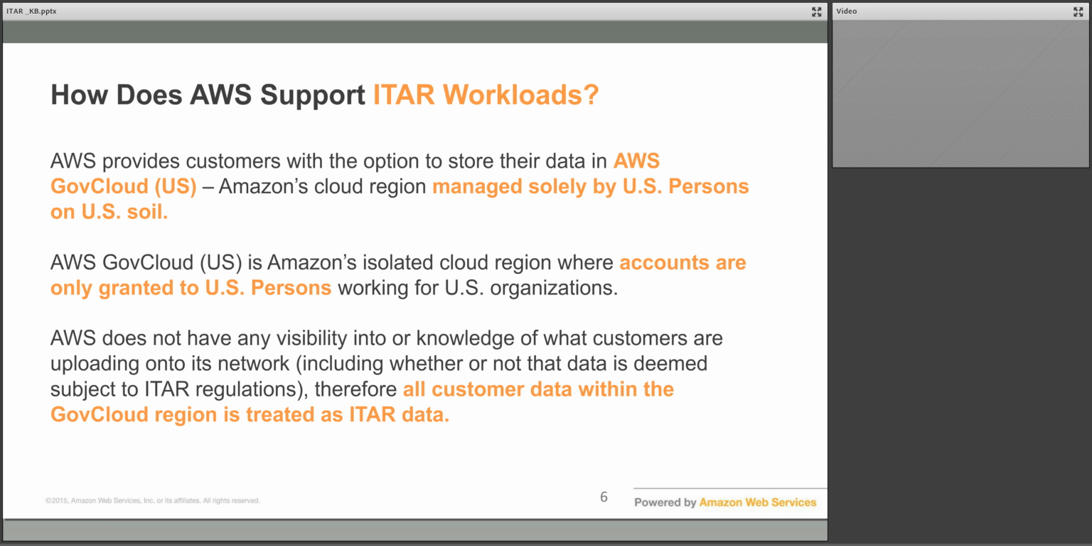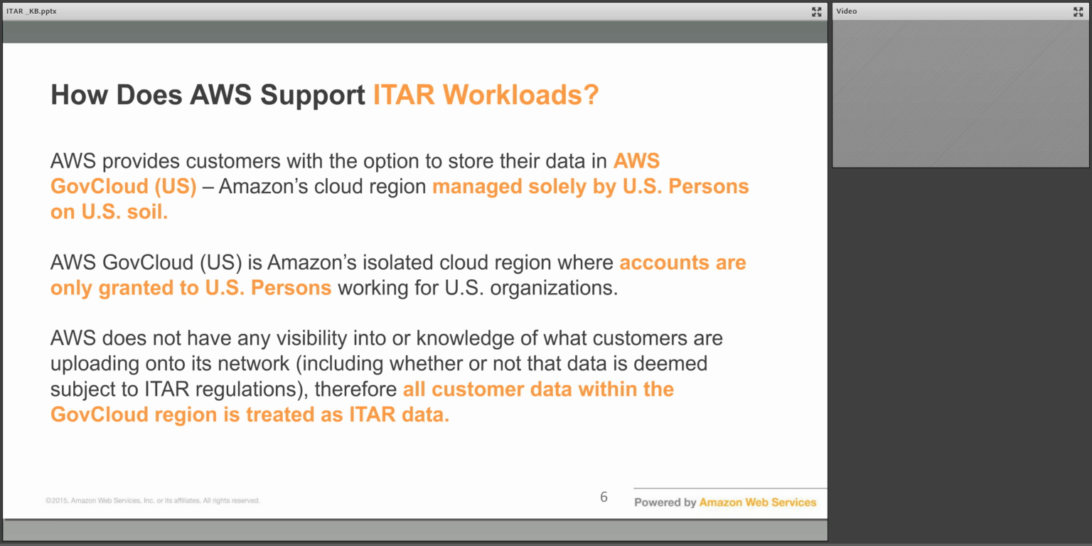Given this, how does AWS support ITAR workloads? AWS provides customers with the option to store, share, and work with their ITAR data in the Amazon Web Services AWS GovCloud US region. GovCloud is Amazon's cloud region managed solely by U.S. persons on U.S. soil. GovCloud is an isolated cloud region where root accounts are only granted to vetted U.S. persons working for U.S. organizations.